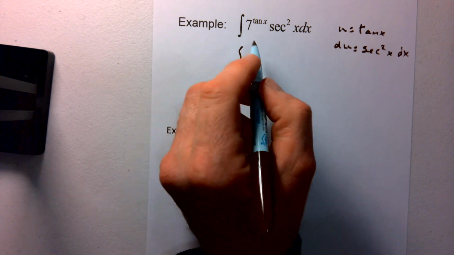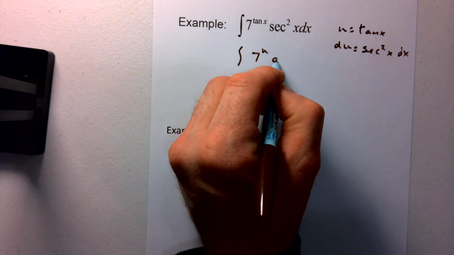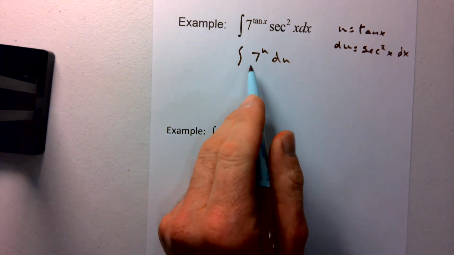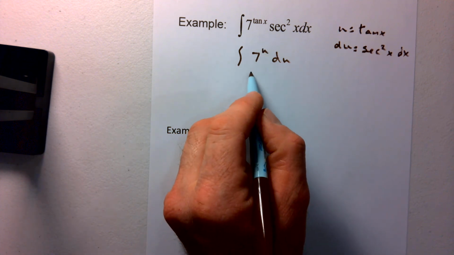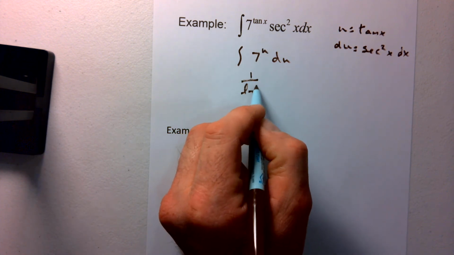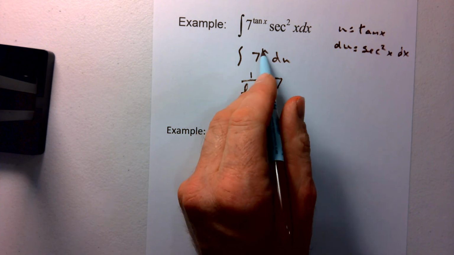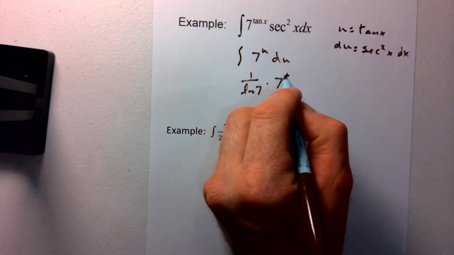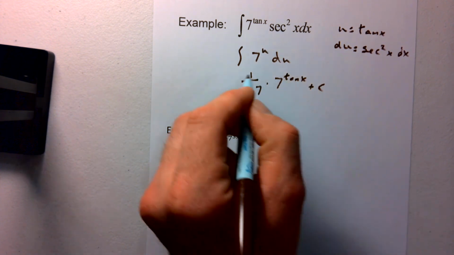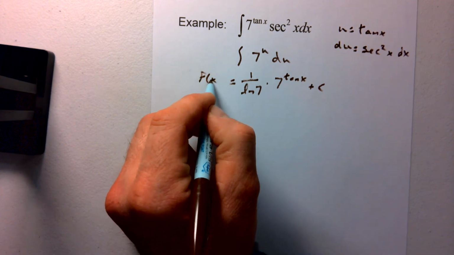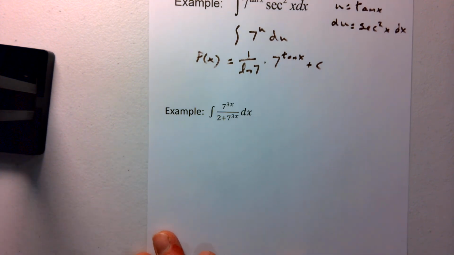So I'm going to integrate 7 to the u du. Integration of 7 to the u is 1 over the natural log of 7 times 7 to the u, which is actually the tangent of x, plus c. And that's my original function, f of x.